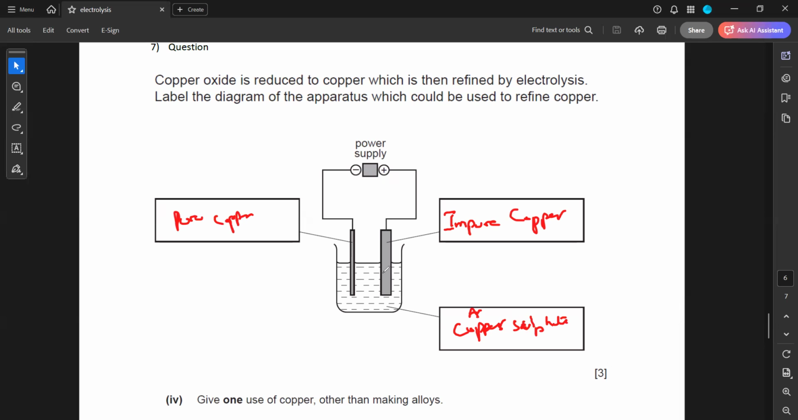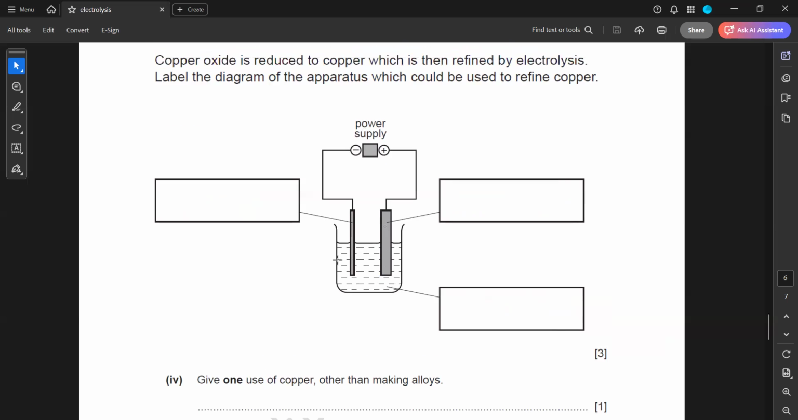Why is it like this? Because the electrolyte contains copper ions. So when copper ions move towards the cathode, the copper atoms from the anode go into the solution as copper ions. The impurities, the substances which are not part of the copper, are left behind. That's how we do separation or purification of the metal. Give one use of copper other than making alloys: copper can be used for wires.